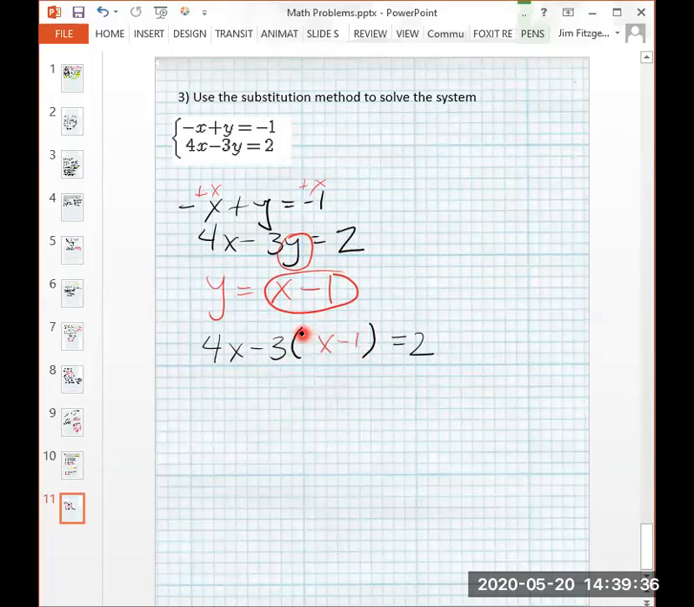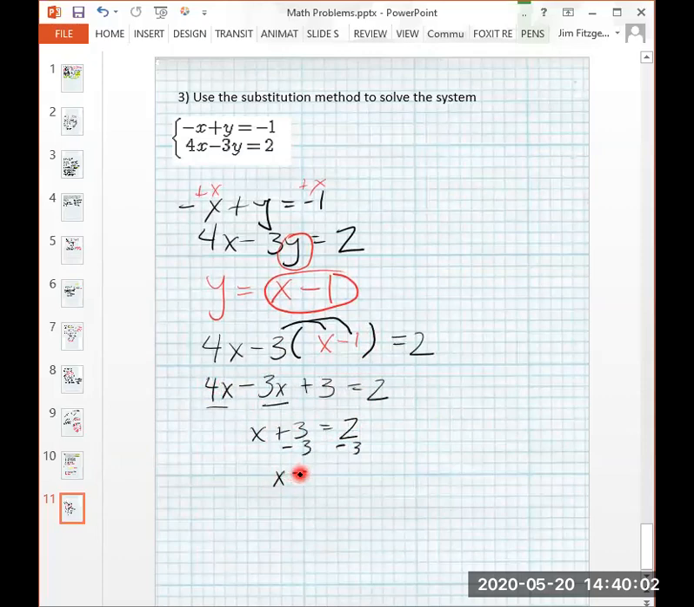I'm just going to solve this like I normally would. First thing, I'm going to distribute this -3 to both of those. So here I have 4x minus 3x, and -3 times -1 is +3, which is equal to 2. I'm going to combine my like terms, so that gives me x plus 3 is equal to 2. If I subtract 3 from both sides, I get x is equal to -1. All right, so there's half of my answer.